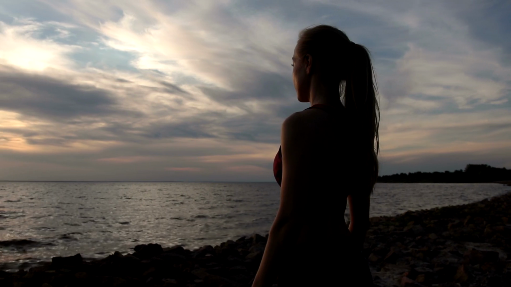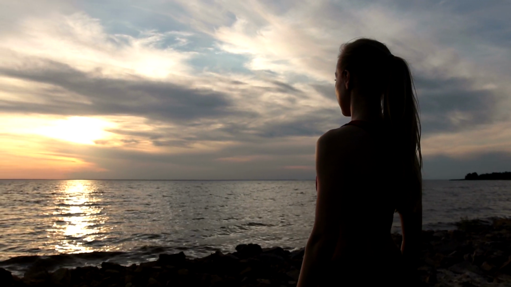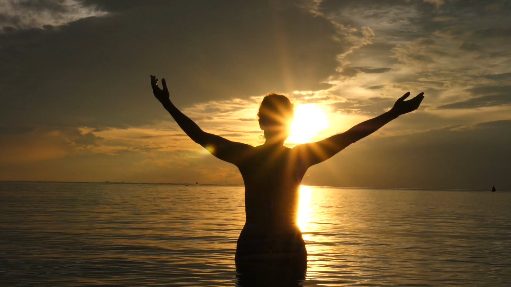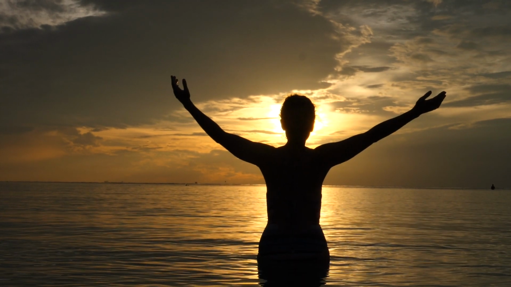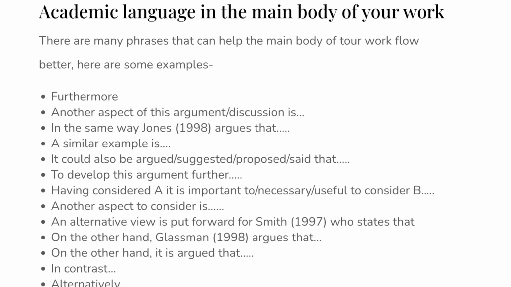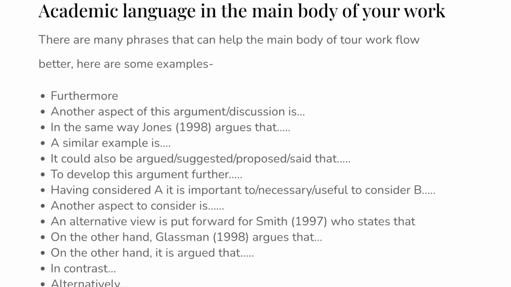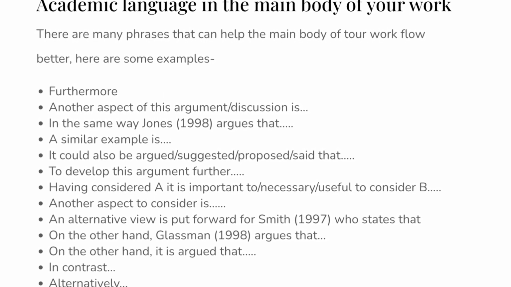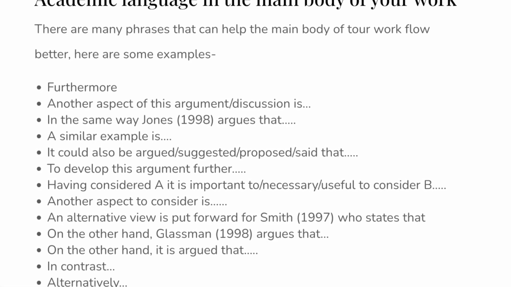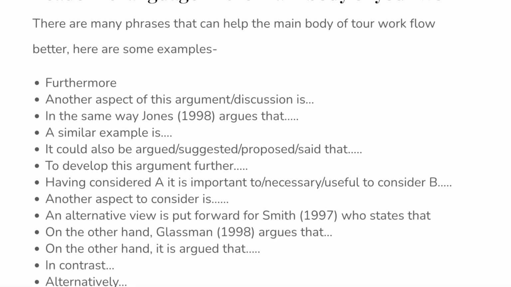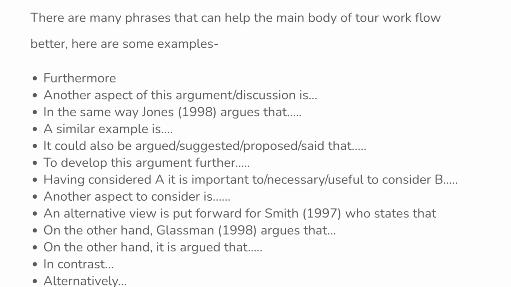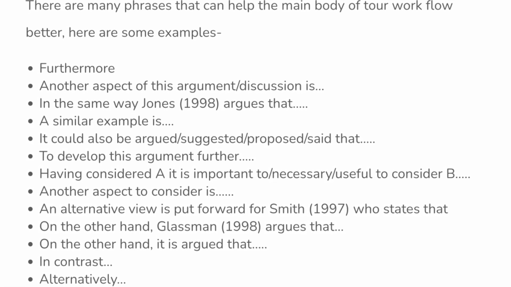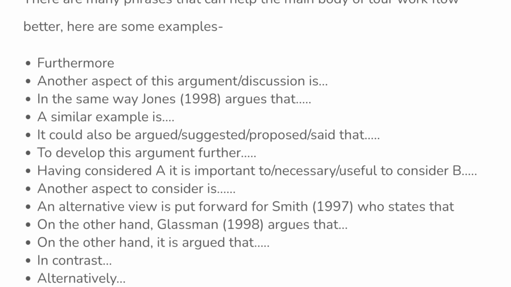Now let's have a look at some key academic language that we might use in the main body of our work. This helps it flow better, and as I said, it helps to encourage that higher level thinking and evaluation, critical analysis, etc. Furthermore, another aspect of this argument or discussion is, in the same way, Jones argues that. A similar example is, it could also be argued or suggested or proposed or said that. To develop this argument further, having considered A, it's important or necessary or useful to also consider B.